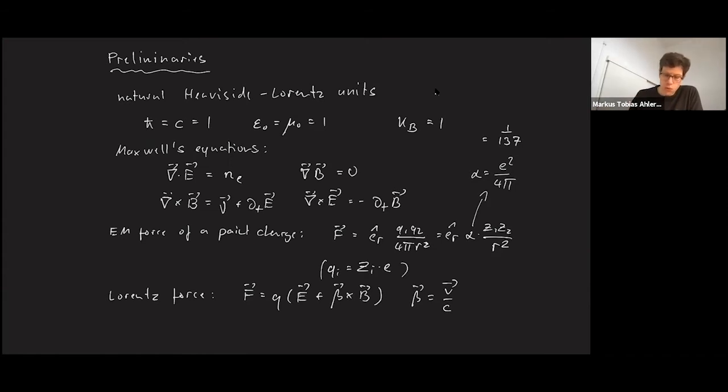If you want to convert back into SI units, then it's useful to remember a couple of identities. So first of all, conversion back to SI units. The speed of light is, of course, in natural units 3 times 10 to the power 8 meter per second.